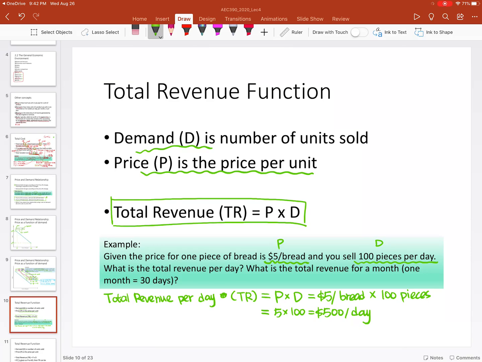And what about the total revenue per month? The assumption is 1 month equals 30 days. If your revenue is $500 per day for 30 days, how much is it? Just use the 500 per day times 30 days. So it's going to be $15,000 per month.